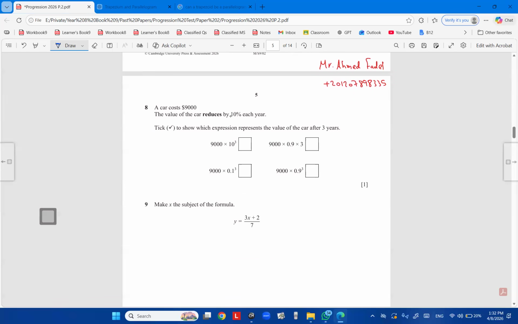Next one, it says that the value reduces 10%. So if it reduces 10%, it means what? 0.9. This is the multiplier. The multiplier is 0.9 because it reduces 10%, which means 90%. It becomes 90%, but as a decimal it is 0.9. So it is 9,000 times 0.9. They said after 3 years. So it is 9,000 times 0.9 times 0.9 times 0.9, which is 9,000 times 0.9 to the power of 3.